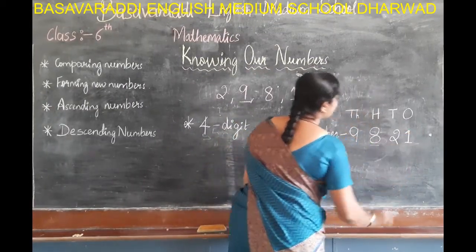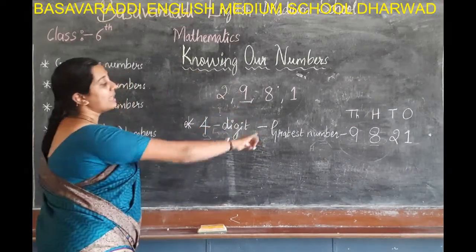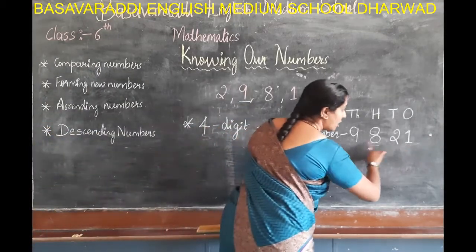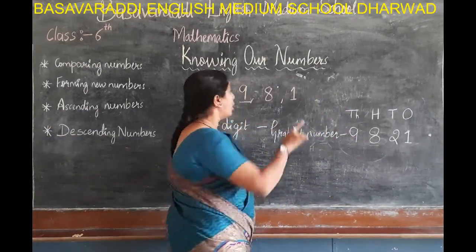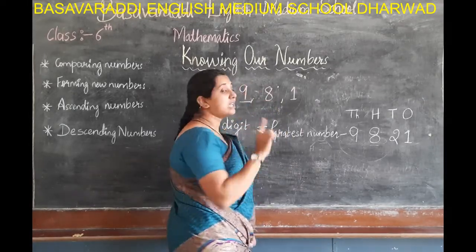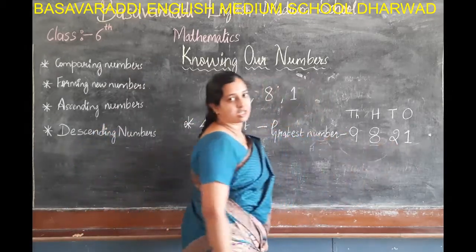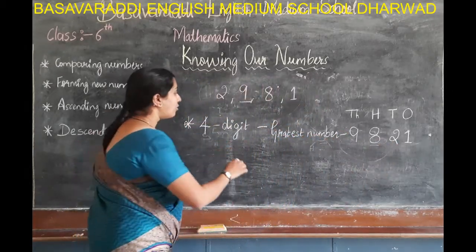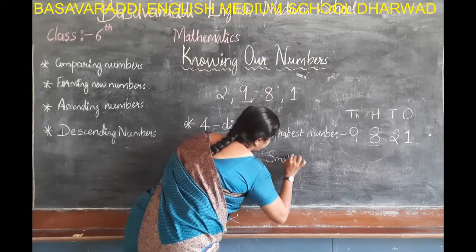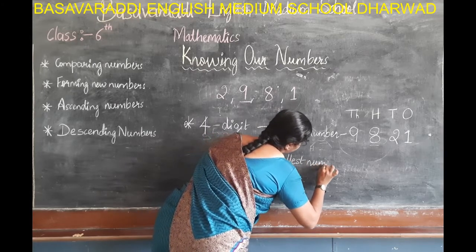So the greatest number which is formed out of the given digits is 9821. Is there any repetition here? No. What's the condition? No single digit should be repeated. There is no repetition here. Correct. Now we will form a 4-digit number.